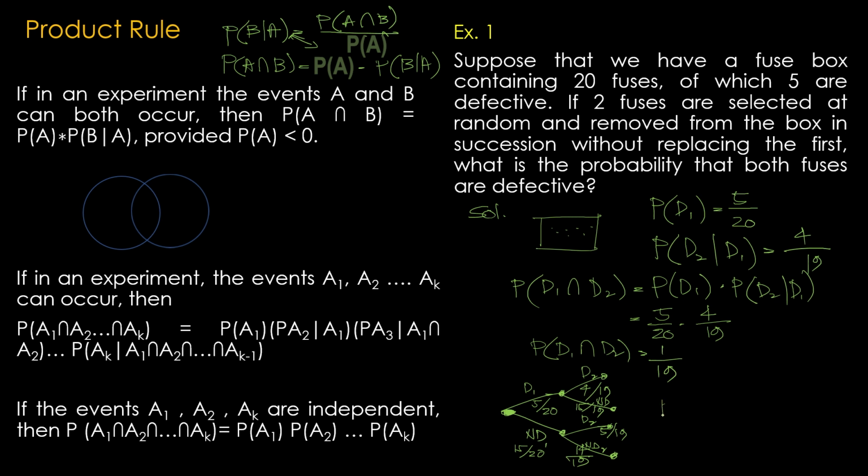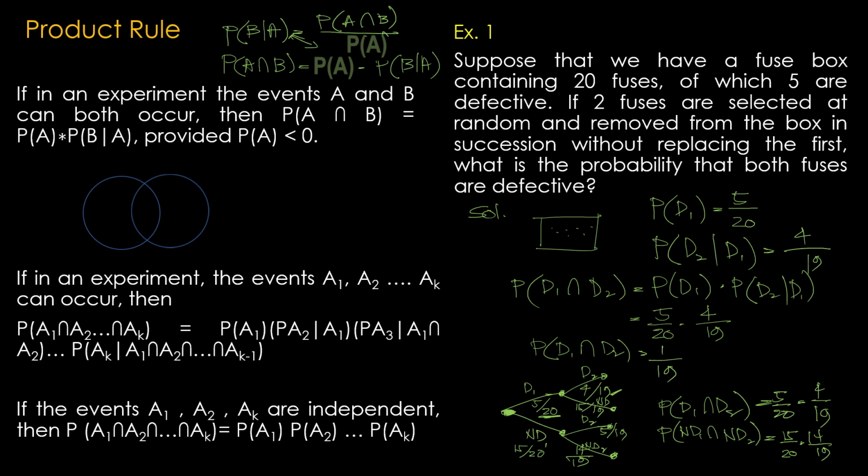So therefore, the probability of the intersection of D1 and D2 is just multiplying these two. So that will be 5 over 20 multiplied by 4 over 19. It's basically the same. So if we use the tree diagram, you can also find the probability that the fuses drawn are both non-defective. The probability of the intersection of ND1 and ND2 is equal to 15 over 20 multiplied by 14 over 19.